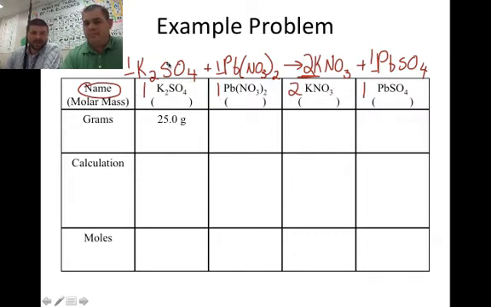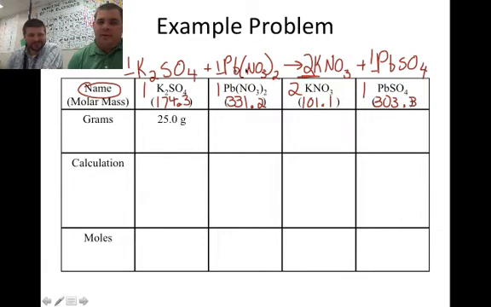So molar mass is the next thing you need to fill out, and Coach Arthur calculated all those for us. Got them ready. The first one, I went through the periodic table and just calculated these. 174.3. 331.2. 101.1. And 303.3. All right, that sounds like we're numbering off radio stations there.